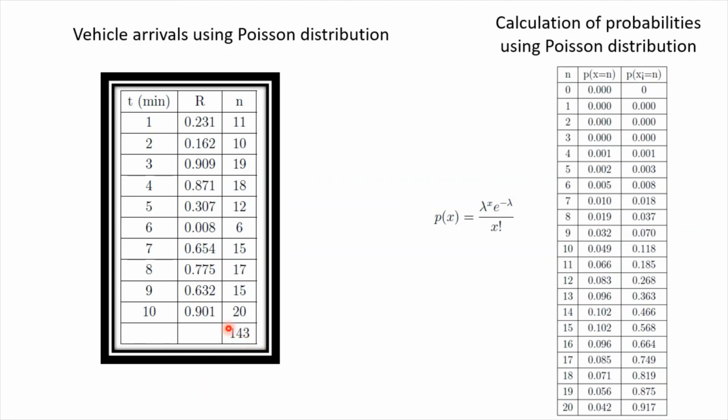So this is how we can generate the vehicles based on either headway distribution or based on the number of vehicle arrivals. Hope the concept is clear to you. Thank you.